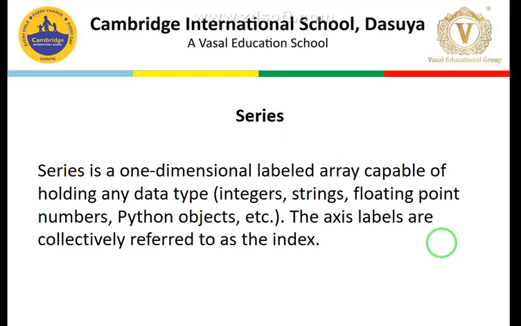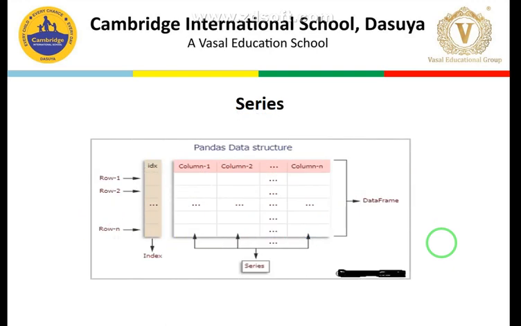Moving forward and focusing on today's lecture, that is, series. A series is a one-dimensional labeled array capable of holding data of any type. Data can be integers, strings, floating point numbers, or any other Python objects. The axis labels are collectively referred to as the index. We are already familiar with index. Now you can better understand series.